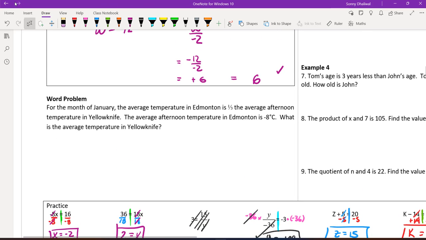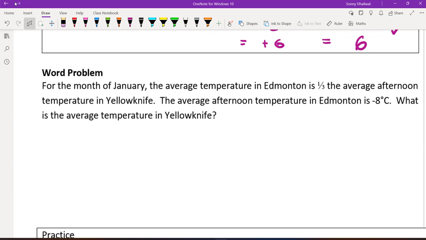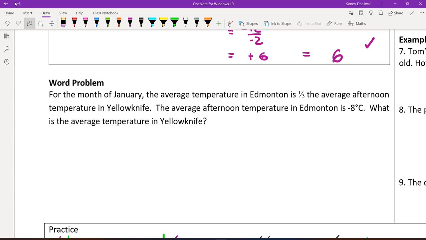All right, here we go. A word problem. For the month of January, the average temperature in Edmonton is a third the average temperature in Yellowknife. The average afternoon temperature in Edmonton is negative 8 degrees Celsius. What is the average temperature in Yellowknife? So we need to come up with an equation.